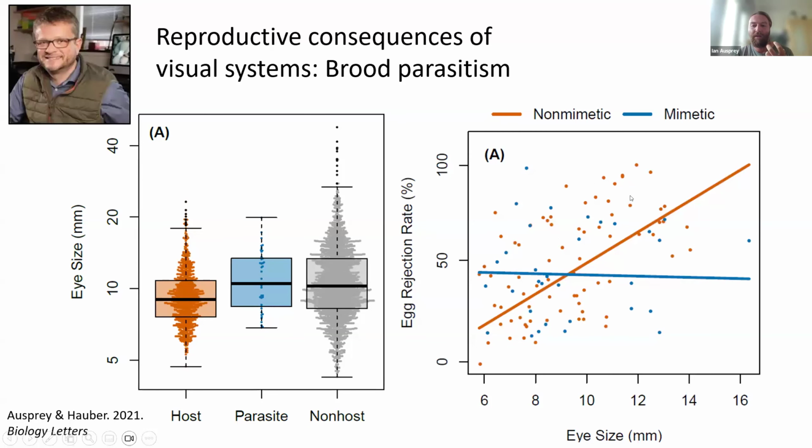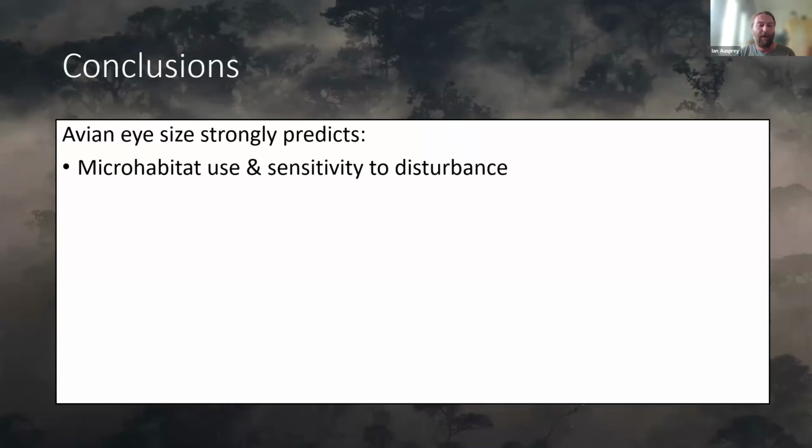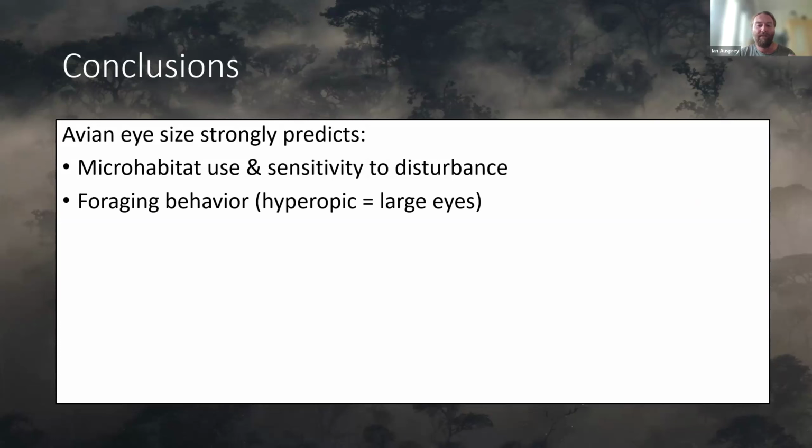So these brood parasites that have very different looking eggs can have much higher rates of egg rejection. The host is much more likely to reject their eggs. And this is related to eye size as well, suggesting that even the visual system of birds is very much tied to reproductive ecology. But just to conclude quickly, I found that avian eye size strongly predicts microhabitat use, sensitivity to disturbance, and foraging behavior.